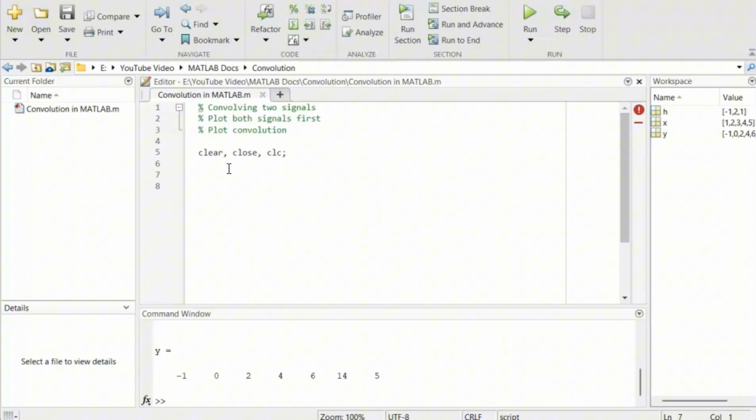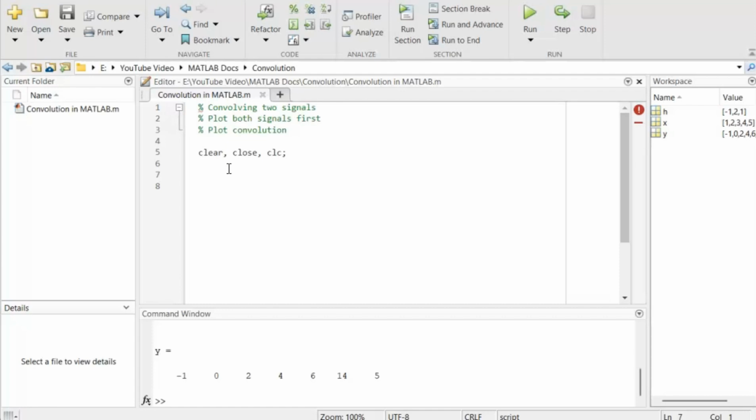Today I'm going to discuss convolution, convolving two signals and then plotting them in MATLAB. But before I use MATLAB, I'll go over the concept and show how you can calculate the convolution. But what is a convolution?